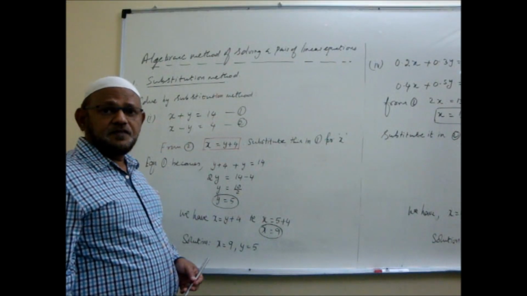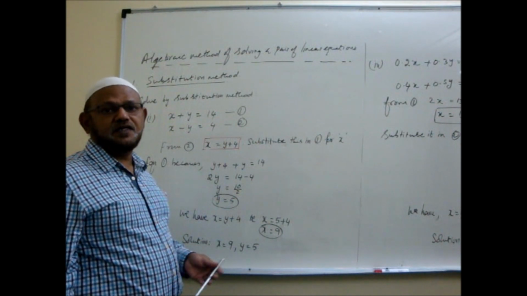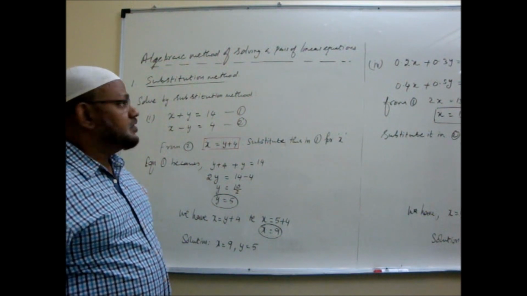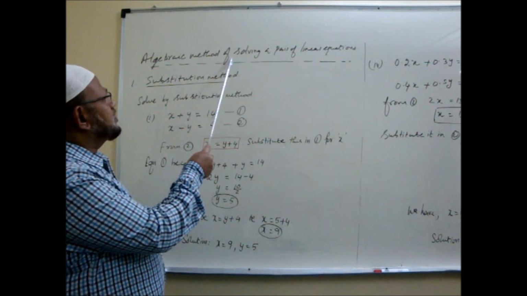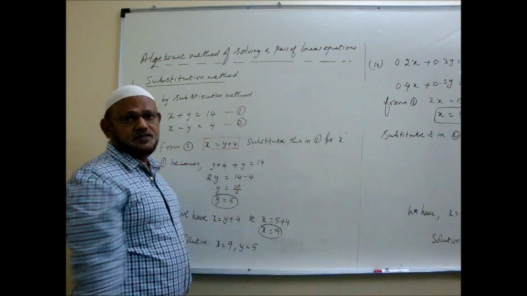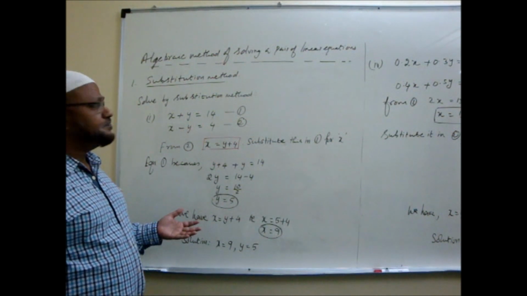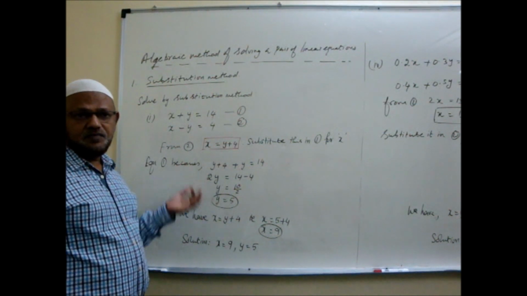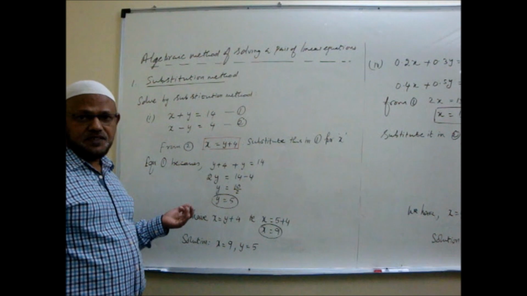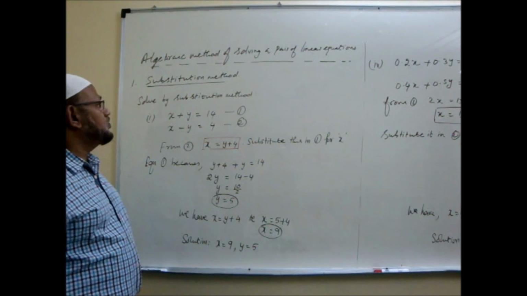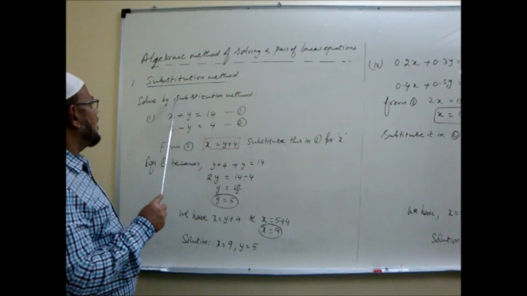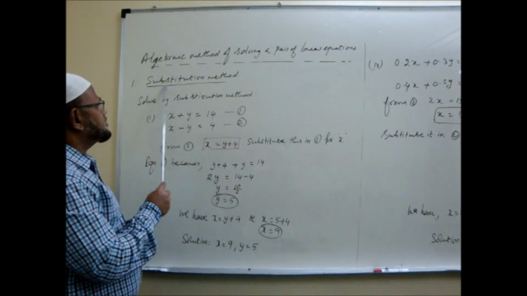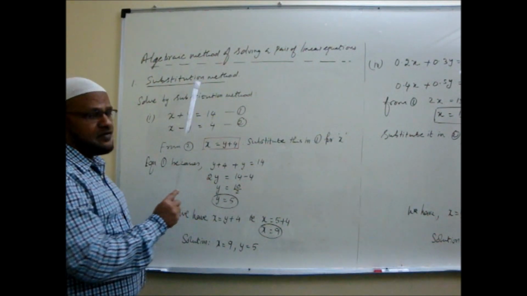In the previous class, we have seen how to solve a pair of equations by the graphical method. Graphical solution has been found. Now, the algebraic method of solving pairs of linear equations. There are 2-3 methods. We have the substitution method, elimination method, cross multiplication method. So let us see first how to solve a pair of linear equations by the substitution method. What is the substitution method? We are going to see.